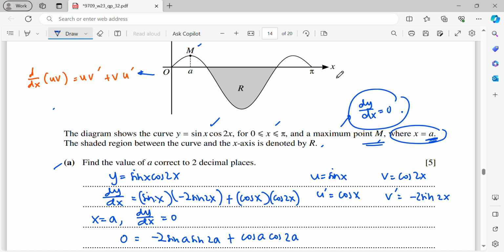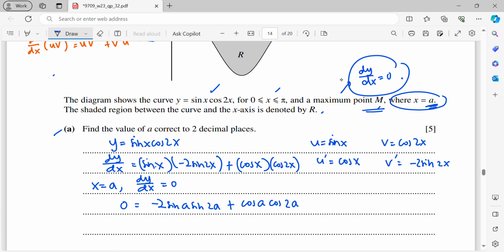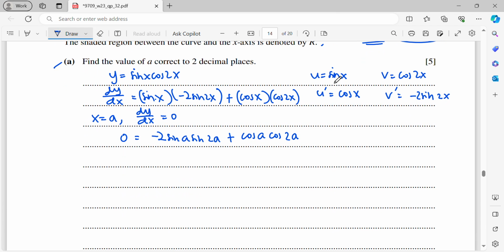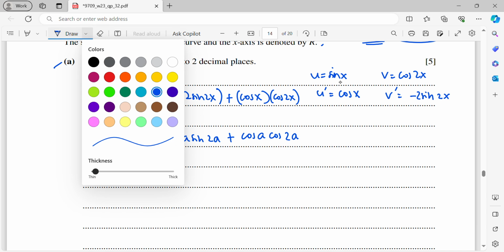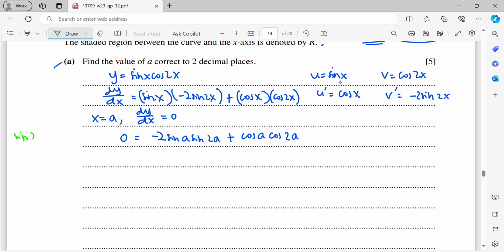Okay, now to get the a, you have sine a, sine 2a, cos a, cos 2a. So I will change all to cos. For your information, sine 2a is 2 sine a cos a, so I'm going to change this. And for this cos 2a, I will use the next formula. Cos 2a is 2 cos square a minus 1.